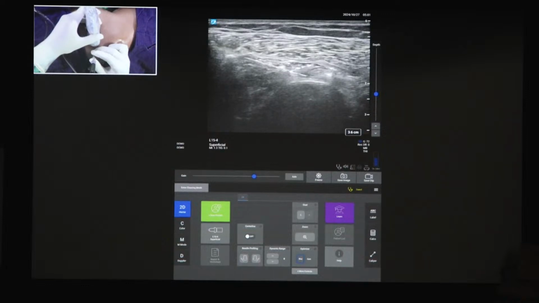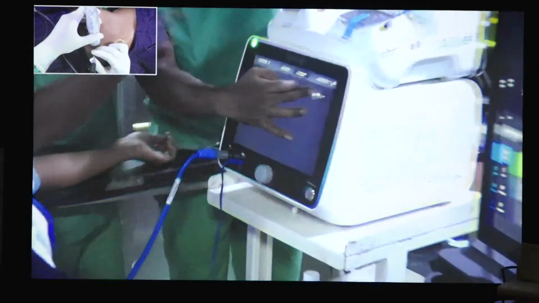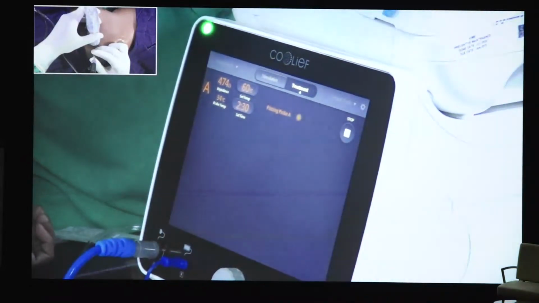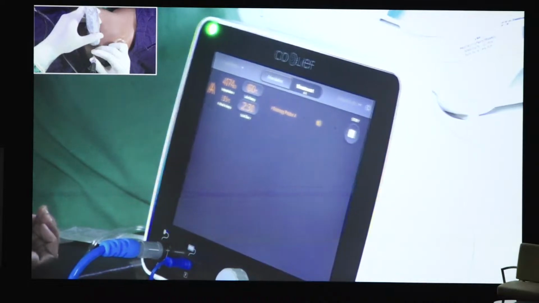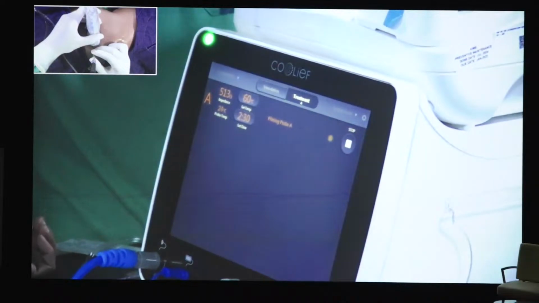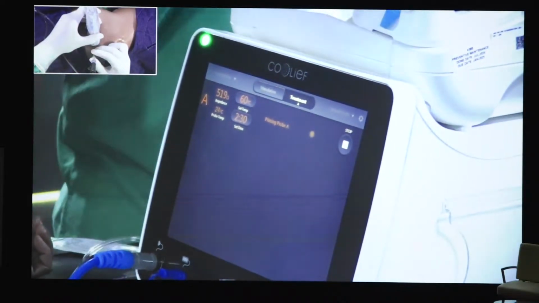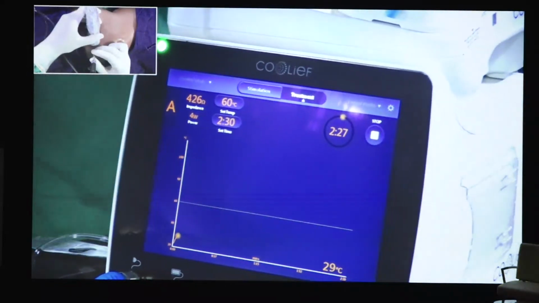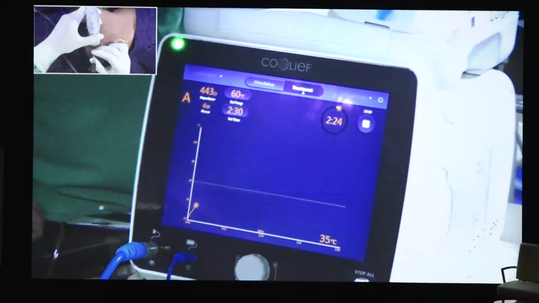So we'll start. Slide to start. That side, right side. Start. So the impedance is around 450. So we are fine with that. And now we are starting the lesion. So the patient might have slight discomfort or pain depending on the patient's sensitivity. So just tell the patient that for half a minute she is going to have the pain.